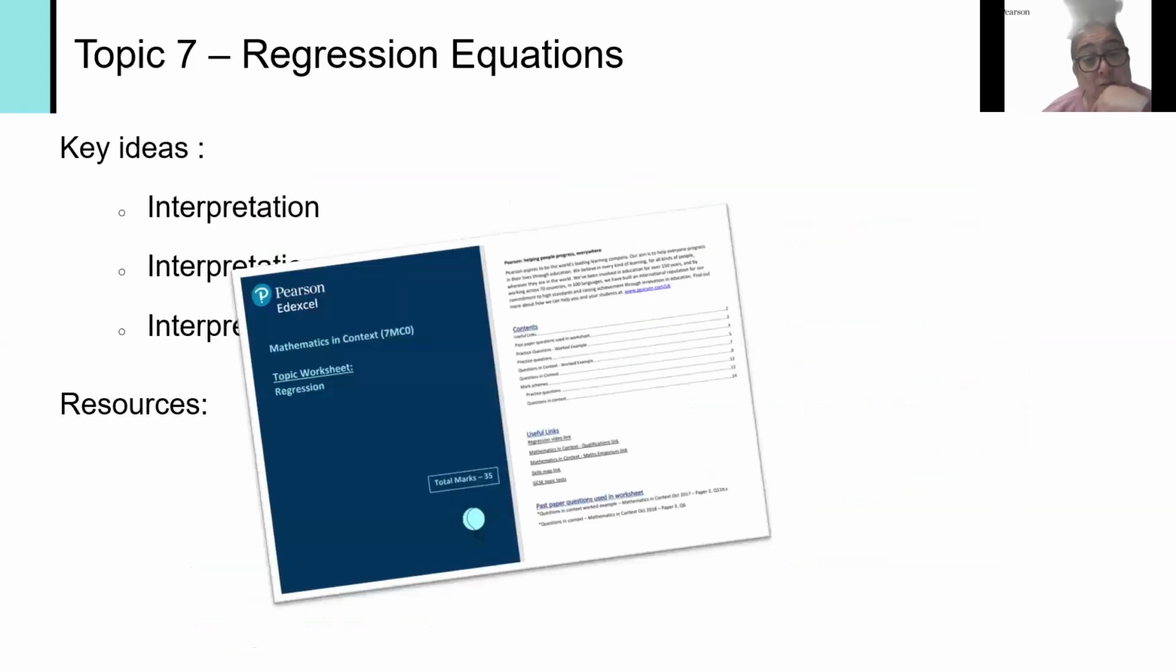But then the maths in context, they have the worksheet on regression, which is really, again, go and have a look at it. You've got your past paper questions that have got a worked example. Then you've got the questions in context with the worked example. And then you've got some example questions in context for students to work through.